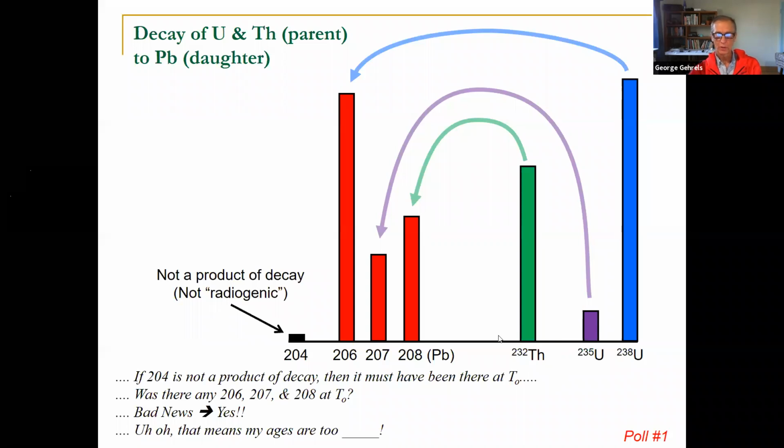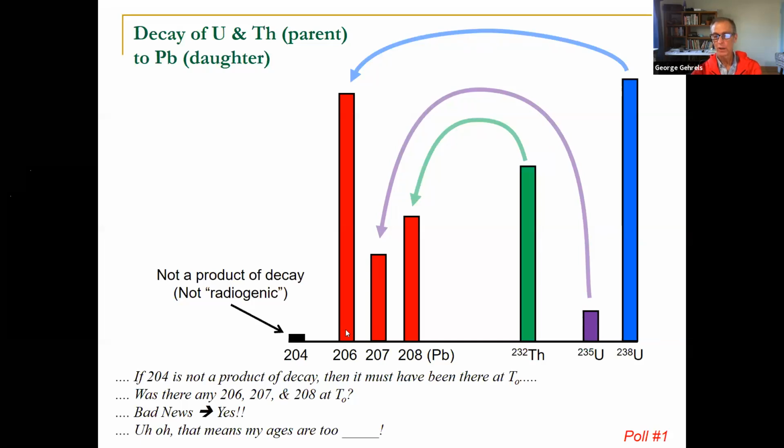Here's what the polls tell us. Looks like red is about 64%. It's too old. And a few people think that it's going to be too young. So let's see if we can figure this out. So in your crystal today, you have some 208, 207, 206. Your mass spectrometer can't tell the difference between red 206 and black 206, right? There's going to be a little bit of black 206 down here.